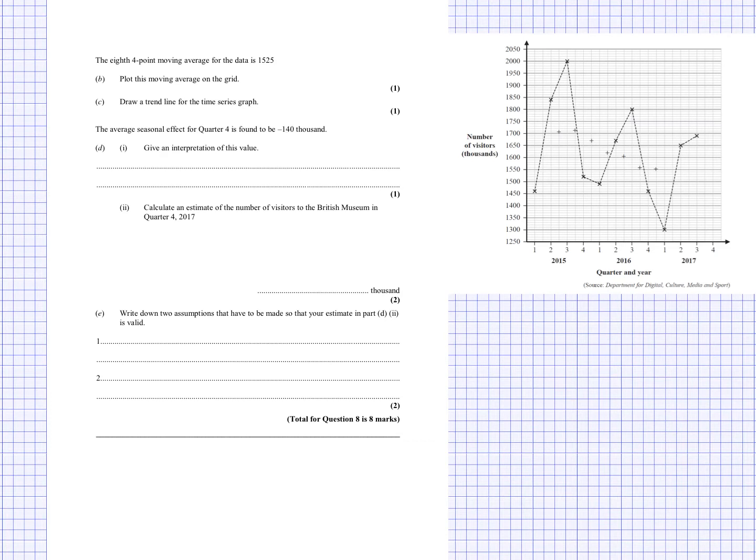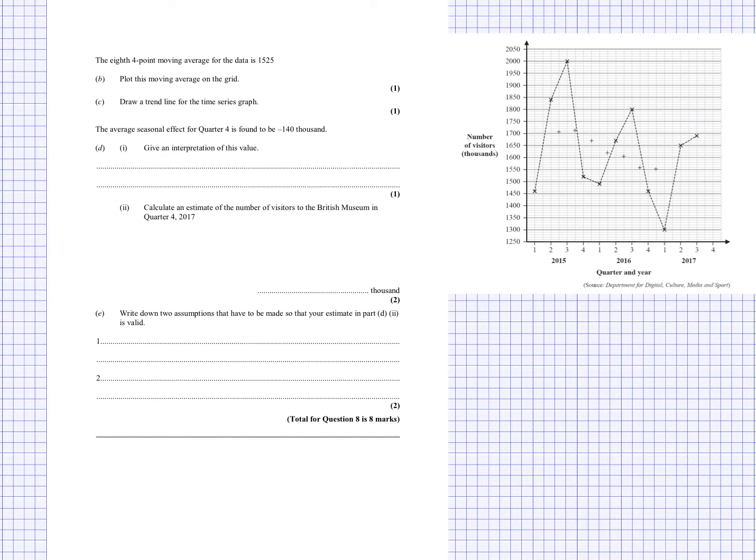Okay, so an interpretation would be, remember this was about visitors. So you're going to say on average in quarter 4, there are 140,000 fewer visitors than the trend line. Because it says interpretation, you have to say it in context, and the context is number of visitors. So it's 140,000 fewer visitors than the trend line.